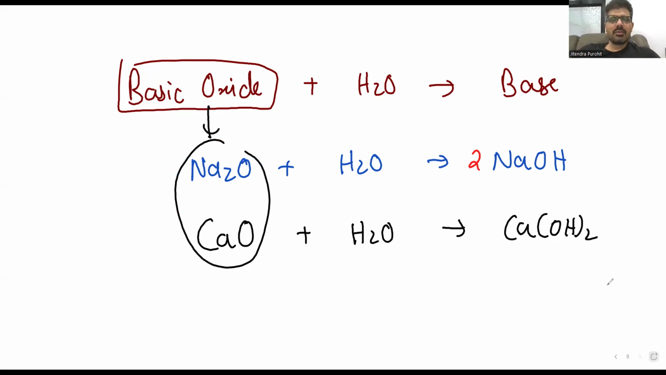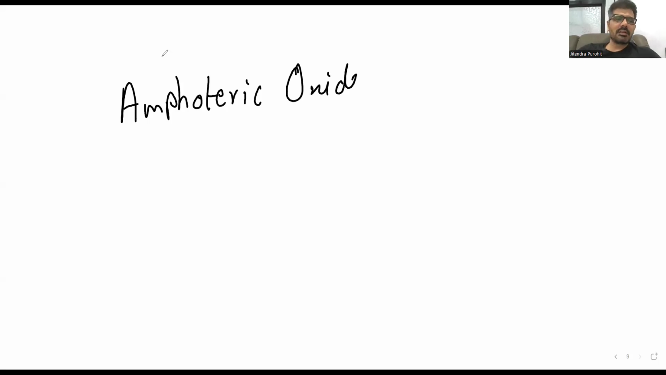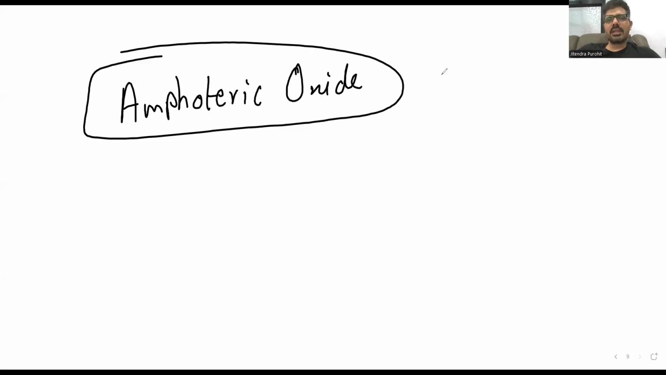Then beta, they will ask you about amphoteric oxides. Which are amphoteric? Amphoteric oxides can act as both acid as well as base. They can act as both. Who are amphoteric? I have given you examples also.